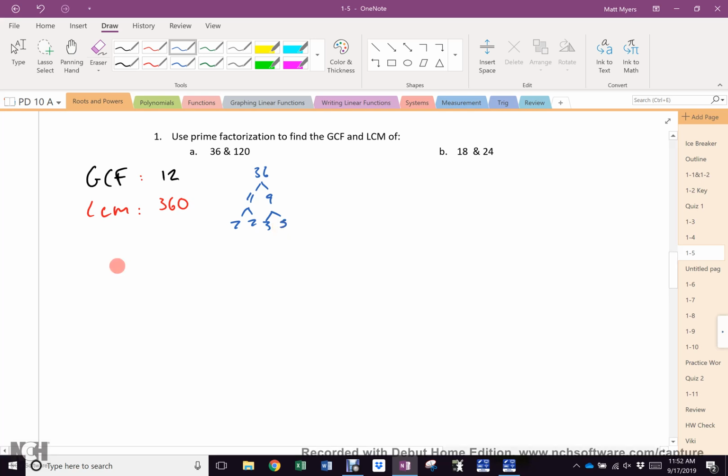So, of course, 36 is 2 squared times 3 squared. And then we go to 120. I, of course, would go with 12 and 10 because it ends in 0. 3 and 4, 2 and 2, 2 and 5. To get 2 cubed times 3 times 5.